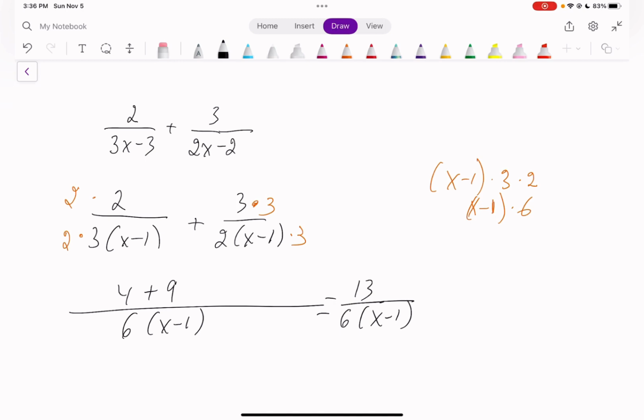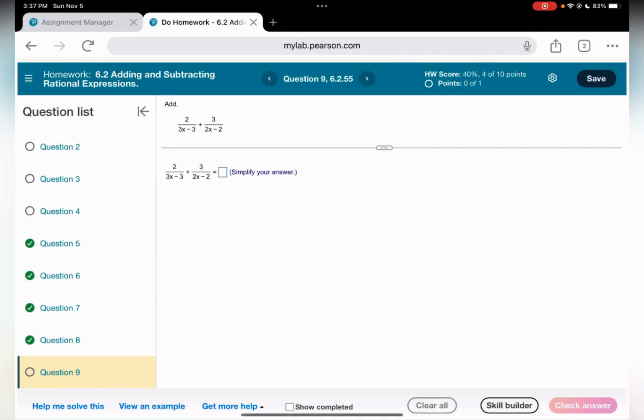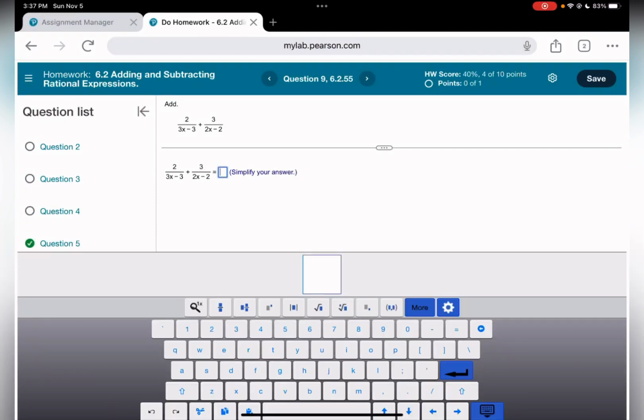That was easy. Okay. Too easy to believe that's a correct answer. Okay, let's go check it. I'm kidding. So we have 13 over 6 times, parentheses, x minus 1.